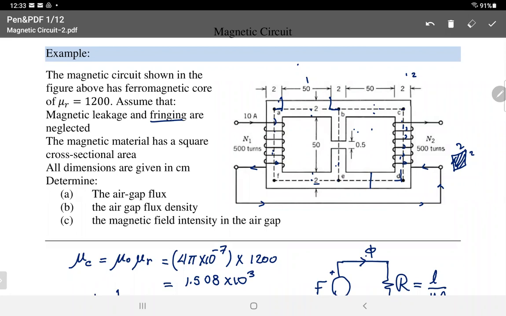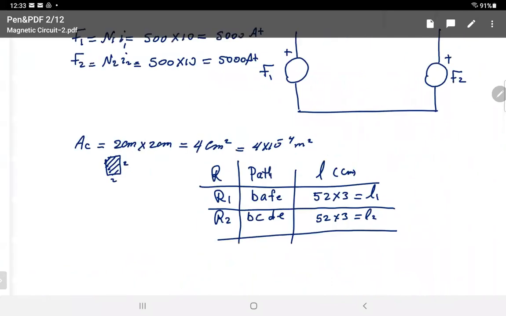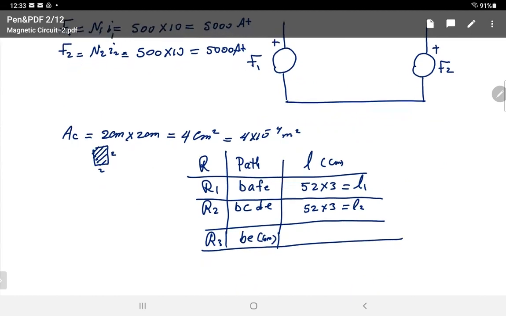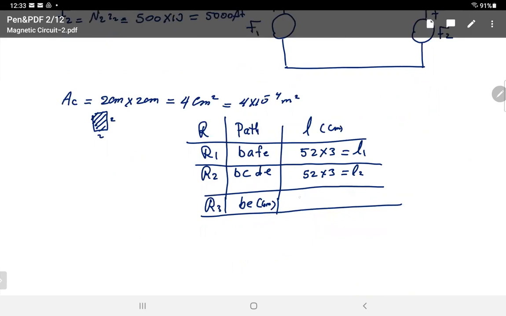So let's just go ahead and do that. And we'll call it R3. And this is the middle limb called BE, and you write core, because there are two things, core and air gap. I'm talking about the core. So it's equal to 52 minus half, which is equal to 51.5 centimeter. All right, call that L3, because I'm calling it R3.